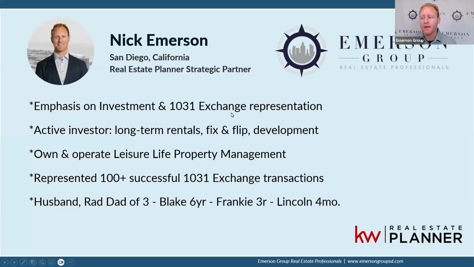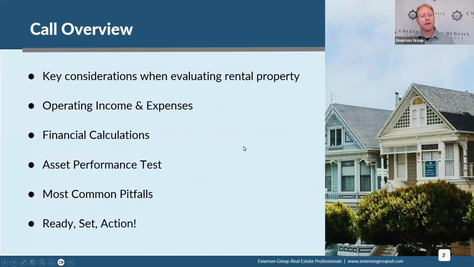So getting into the call topic here, what will we be talking about? Well, the key considerations when we're evaluating the rental property. We're going to dive into just a quick refresher on what are our operating income and operating expenses. We're going to go through some financial calculations so that we can really understand what calculations do we use, why do we use them, and when do we use them.